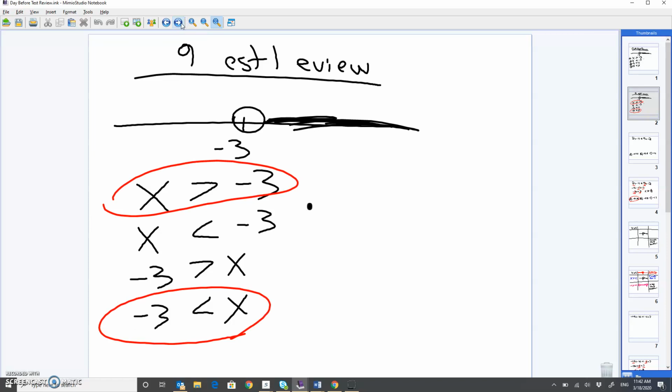The correct answers are number 1 and number 4. Number 1 reads x is greater than negative 3. Number 4, well backwards, also reads the same thing. Negative 3 is less than x, so therefore x is greater than negative 3.